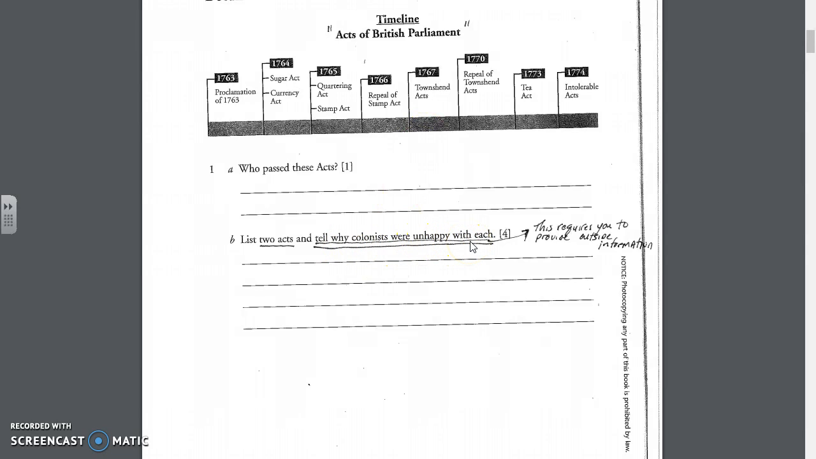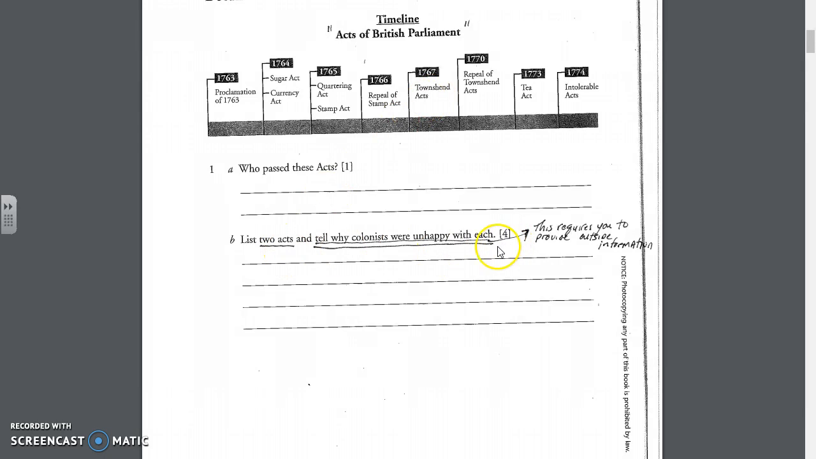So for whatever 2 that you choose, and you can use any 2 that you want up here, for each of those you have to provide a reason or 2 why the colonists were unhappy with each. So if you tell me the colonists were unhappy with the Proclamation of 1763, I need you to tell me at least one reason why the colonists were unhappy with that. If you tell me that the colonists were unhappy with the Townshend Acts, I need you to include in your answer a reason the colonists were unhappy.